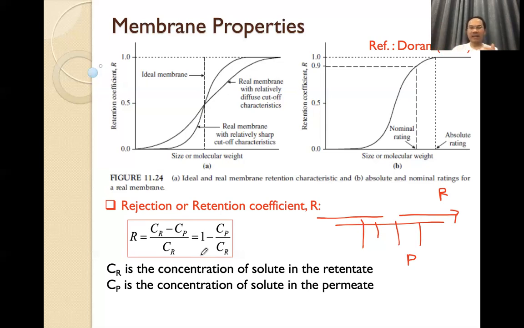If Cp equal to 1, what does it mean? All of the solute can pass through the membrane. Rejection is 0. Okay.